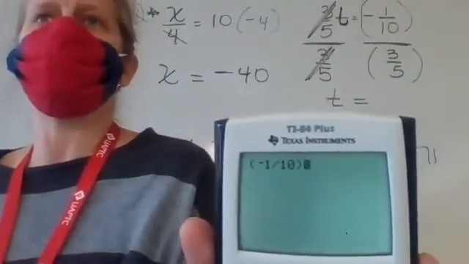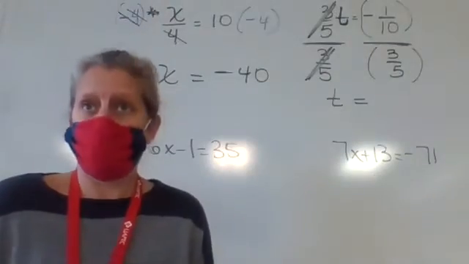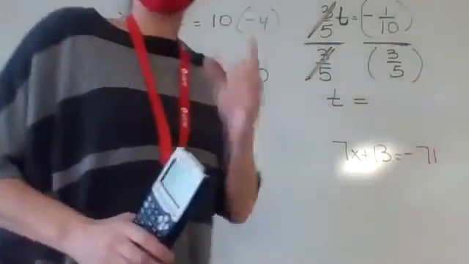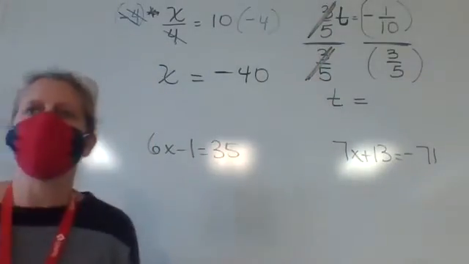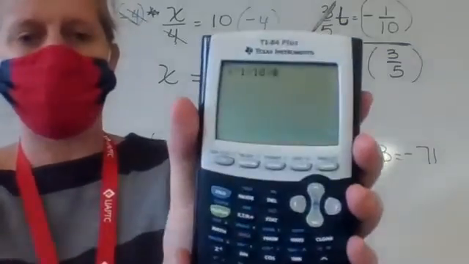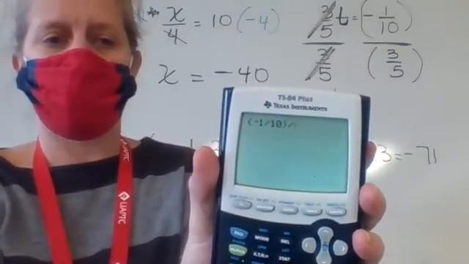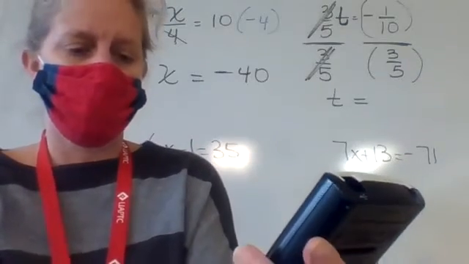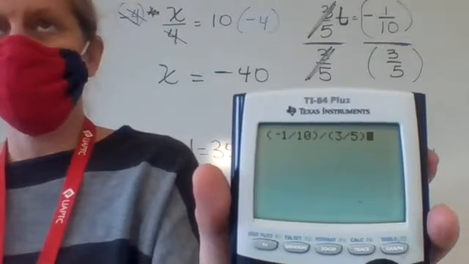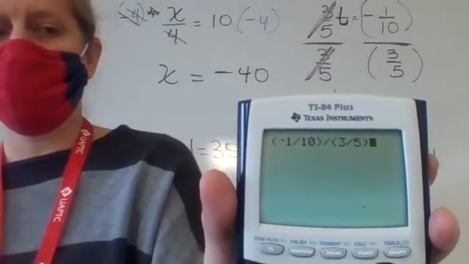So see how that's negative 1/10 in parentheses? Because now I'm going to do divided by, and this time I really mean divided by. I'm not creating a fraction. I'm doing this divided by 3/5. That's why when you put the two fractions in parentheses, it separates them from each other on what you're dividing. So hit the divided by again, and then put your bottom fraction in the parentheses. So open, 3 divided by 5, close. So you should have negative 1/10 divided by 3/5.